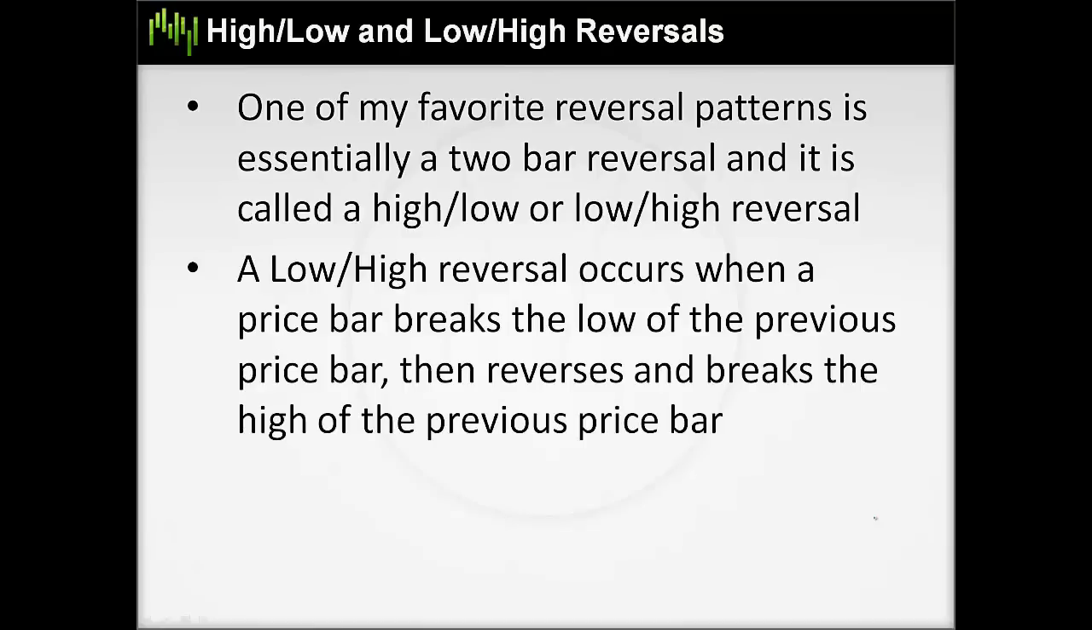A low-high reversal is a bullish reversal pattern, so we're looking for the market to go up after this. It occurs when the price bar breaks the low of the previous price bar and then reverses and breaks the high of the previous price bar. So we're looking at the current price bar as it's developing, looking for it to break the low of the previous bar and then reverse and break the high of the previous bar. That's a low-high reversal, and it's suggesting that prices will continue to rise.